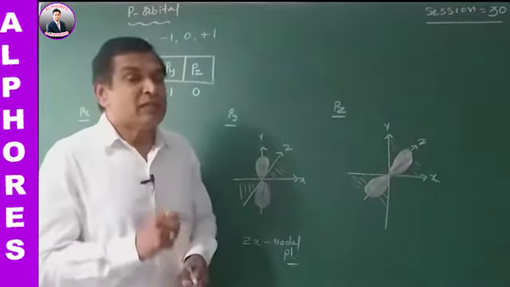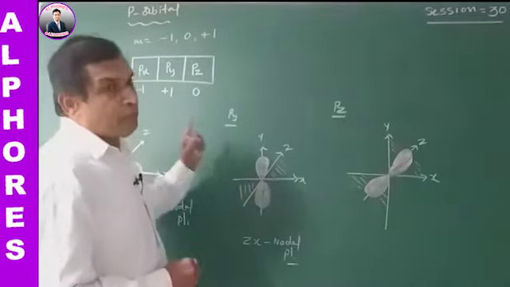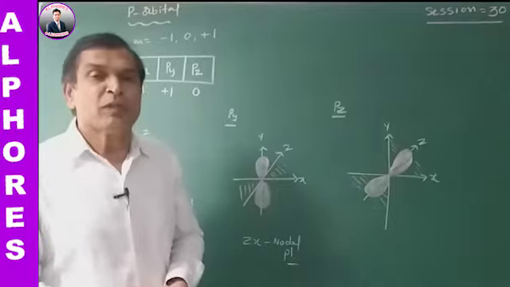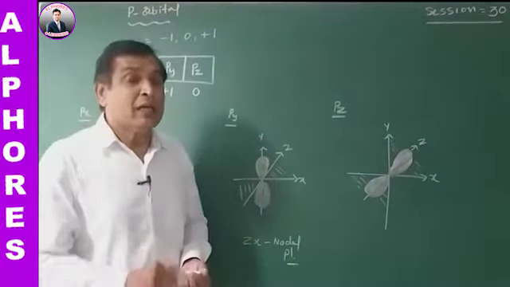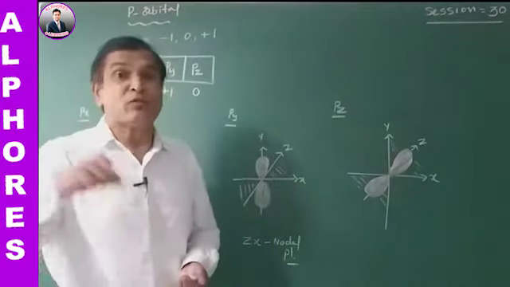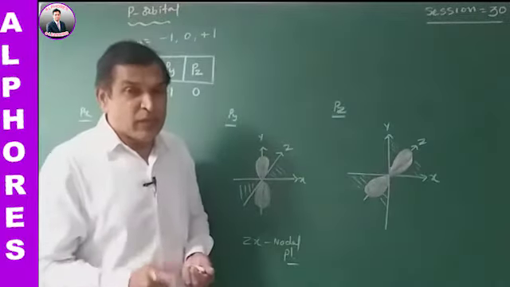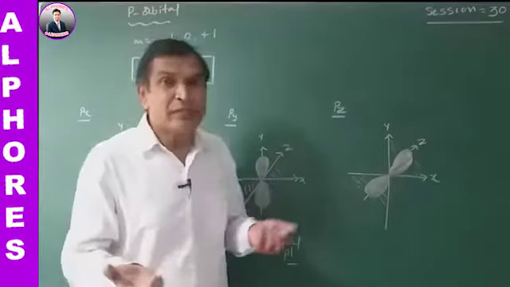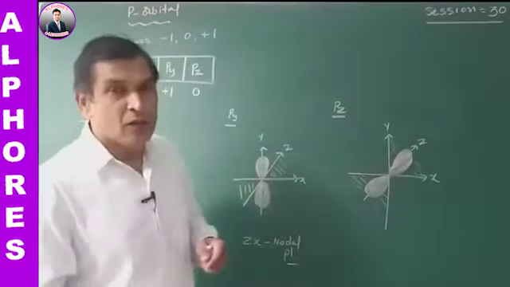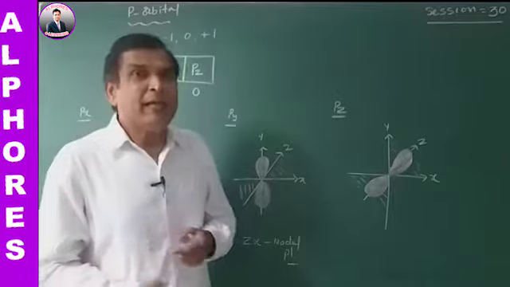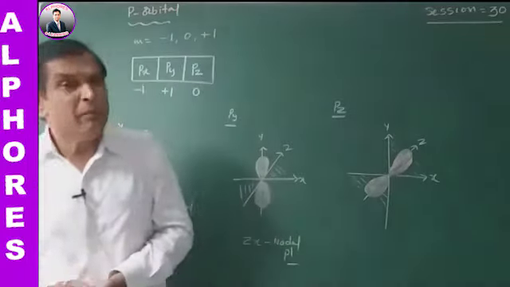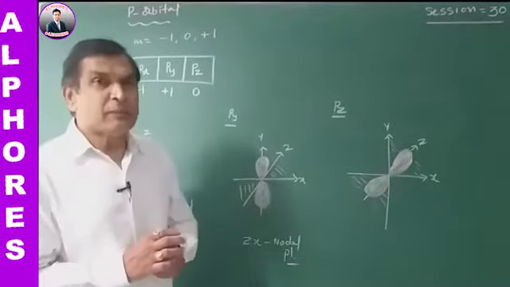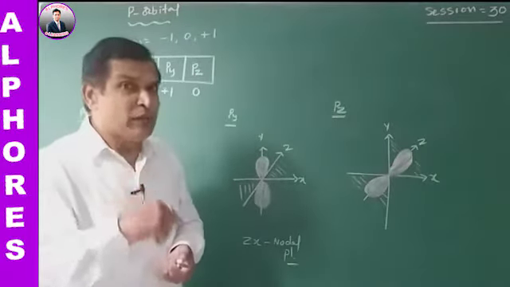What are the 3 p orbitals? We have px, py and pz orbitals. Now, what is the shape of each p orbital? A p orbital has a dumbbell shaped structure, that means it contains 2 lobes, as we have shown in the diagram. It has 2 lobes and 1 nodal plane. How can you say 1 nodal plane? Because the L value is equal to 1. So a p orbital has 2 lobes and 1 nodal plane.